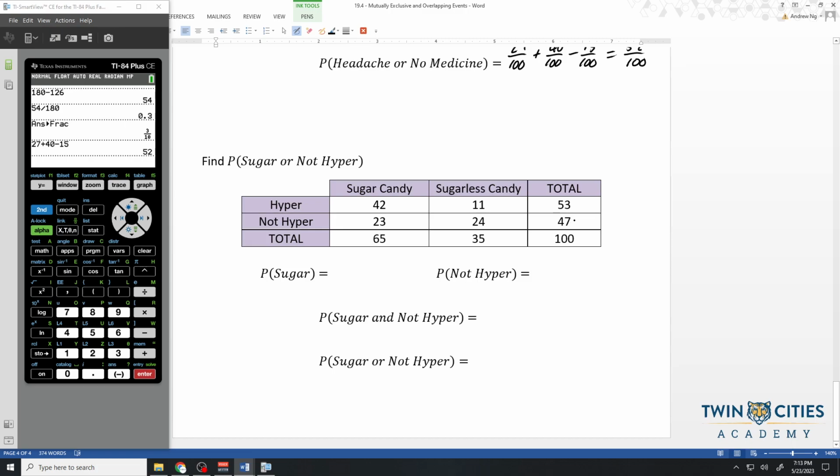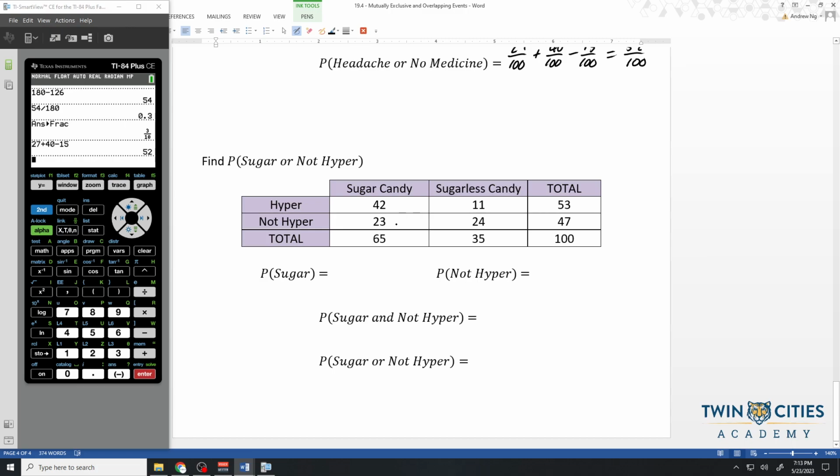They were not hyper. And when you break it down further, 42 children that were given sugar candy got hyper versus 11. Maybe they felt some kind of placebo effect. Oh, I got candy, regardless of what kind of candy it was or what was in the candy. I got candy, I'm going to be a little more hyper. Okay, so there were 11 of those. That made the total of 53.